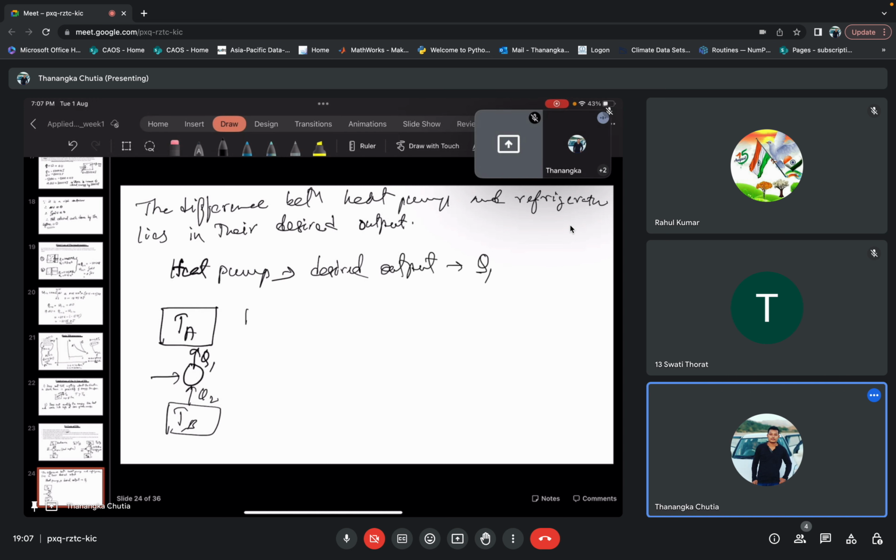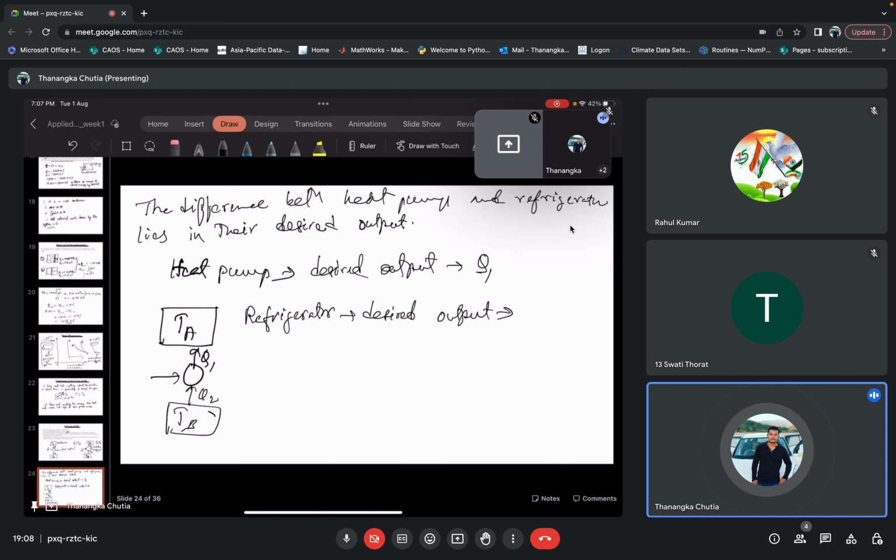Now what is the desired output of a refrigerator? We all know that a refrigerator is basically used to cool something. Suppose in your home there is some refrigerator and it is basically cooling something. So how is it cooling? It is extracting heat from somebody. Suppose you are keeping an apple in a refrigerator and that apple is being cooled. How is it cooled? It is extracting heat.